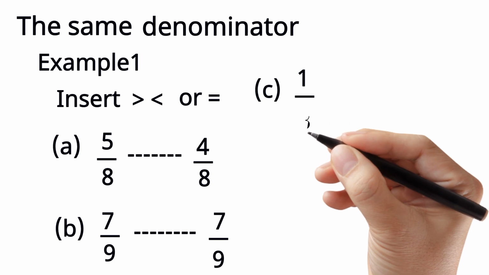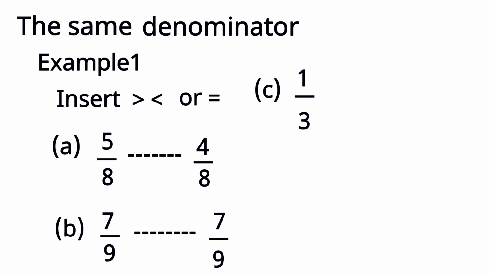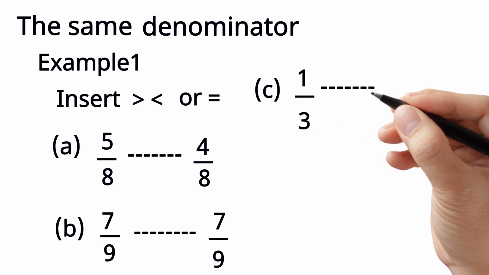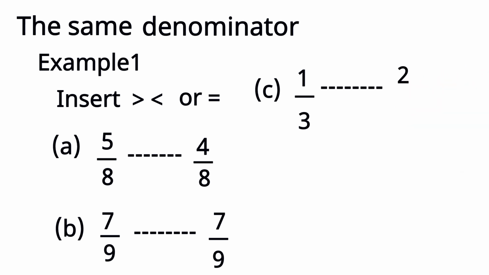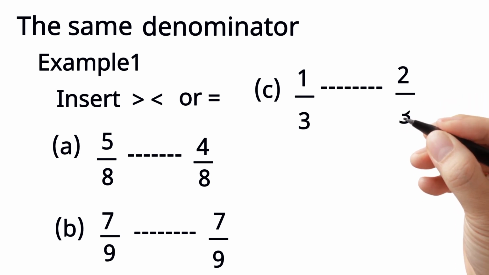Now C, you're given 1 over 3, then put the correct sign, and the other fraction is 2 over 3. Now, how can we compare this?